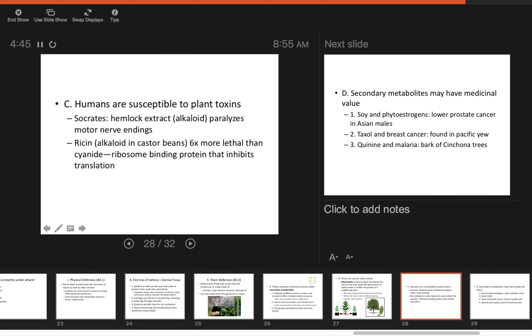So. All right, humans are susceptible to plant toxins. So you ever read about Socrates? He died from a hemlock extract, basically an alkaloid that paralyzed his motor nerve endings. Ricin, which is from castor beans, it's an alkaloid, 6 times more lethal than cyanide. And what it does is it binds to ribosomes and prevents translation from taking place. So your cells can't make proteins. If your cells can't make proteins, they're going to die.